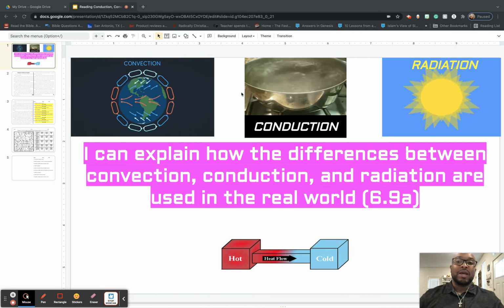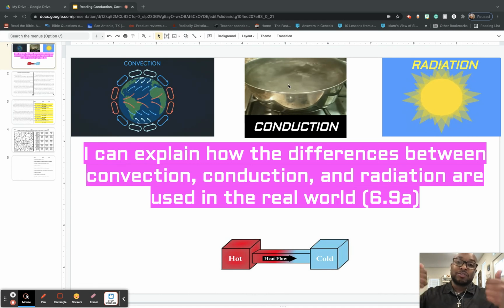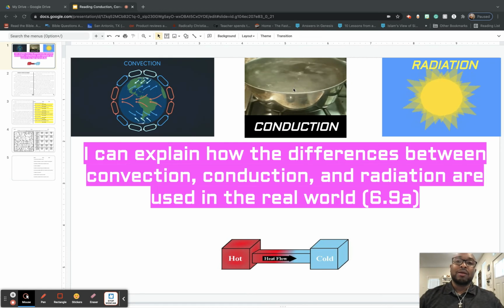Conduction is heat by contact, the transfer of heat by contact. And you see here, this water is boiling because it's in a pan that's touching a heating element. It's touching it and it allows it to raise the temperature or to transfer that thermal energy. That is conduction.